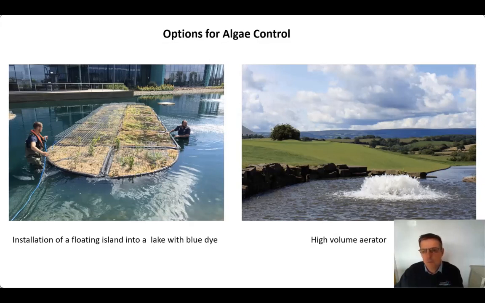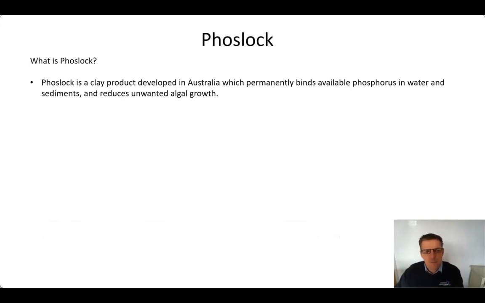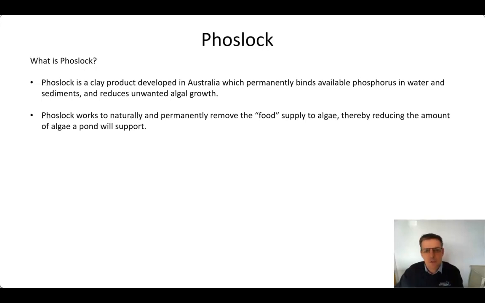Another option is Foslock, and I just want to spend a bit of time on this as it's something we have been looking into the past year. So what is Foslock? Foslock is a clay product developed in Australia, and this permanently binds available phosphates in water and sediments and reduces unwanted algae growth. One of the main sources of food for algae is phosphate, and Foslock literally locks this up in the water and sediments to deprive the algae of the supply it needs to grow.